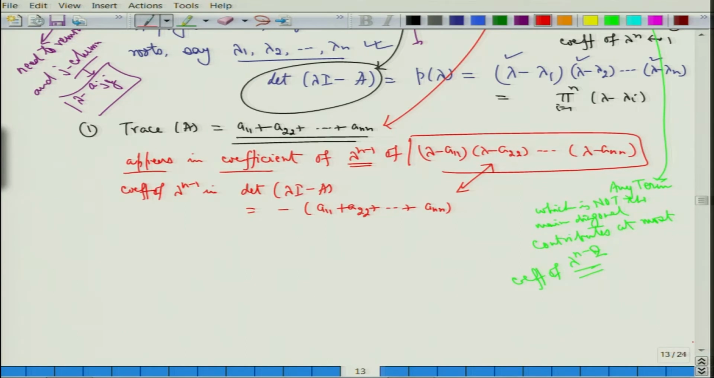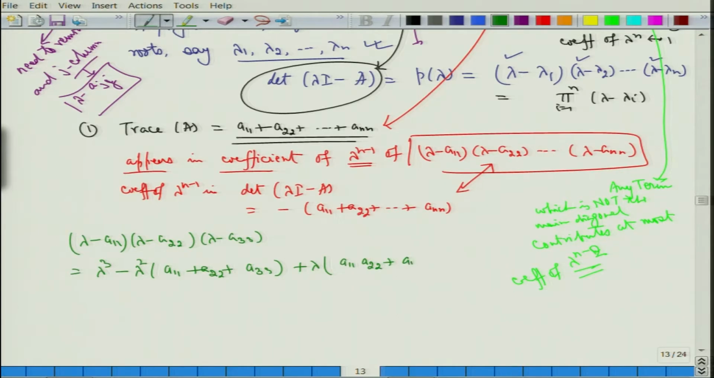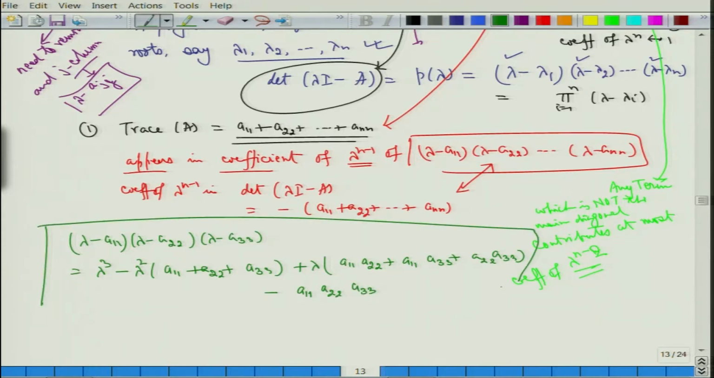So, let me write that nicely, maybe there will be some clarity. So, I want to look at lambda minus a11, lambda minus a22 and lambda minus a33. Then I would like you to see that this is nothing but lambda cube minus lambda square times (a11 plus a22 plus a33) plus lambda times (a11 a22 plus a11 a33 plus a22 a33), minus a11 a22 a33, all right. This is what we have.